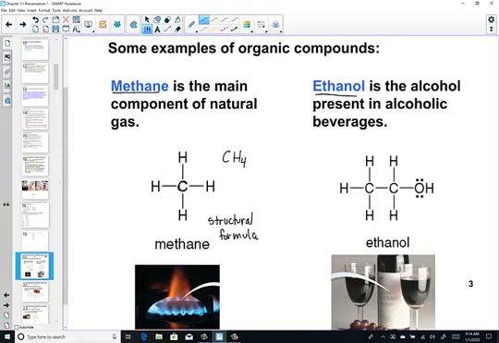C is the central atom leading out to each of those 4 hydrogens. It's a perfectly symmetrical molecule. Here we see ethanol. I have 2 carbons in a chain. Maybe I should change color so you can see. Here's the first, here's the second, connected by a single bond. The first of those 2 carbons connects to 3 hydrogens to complete its octet.